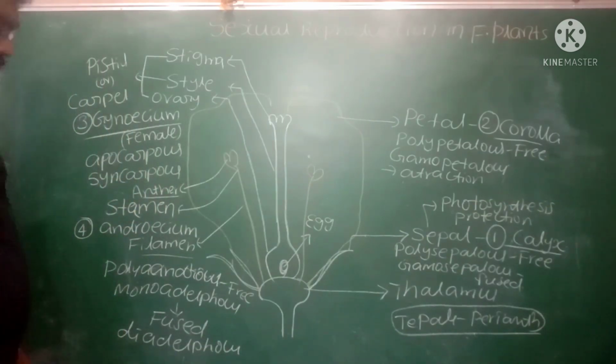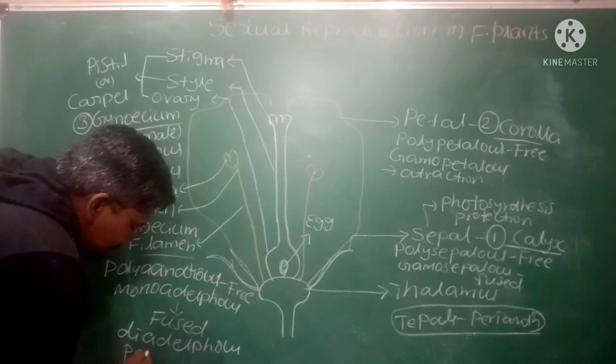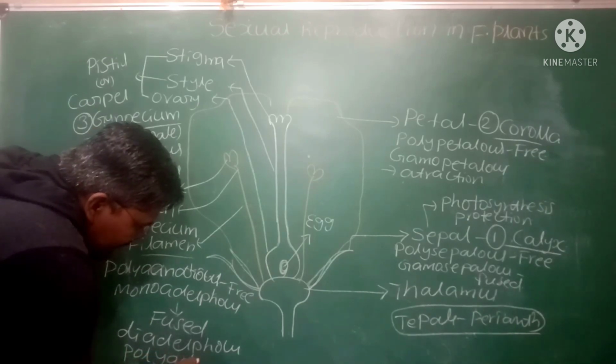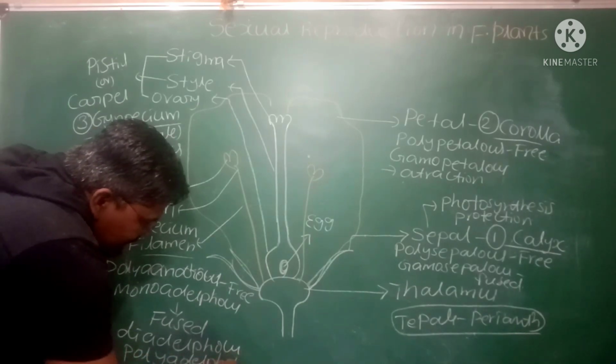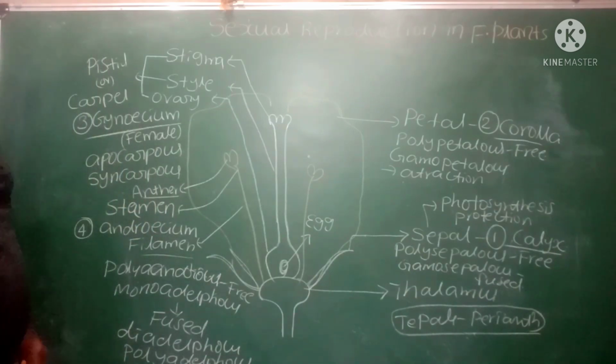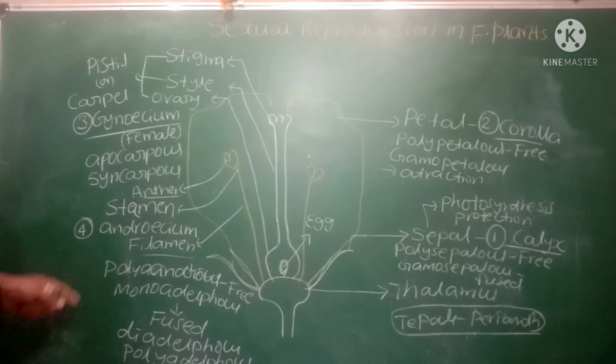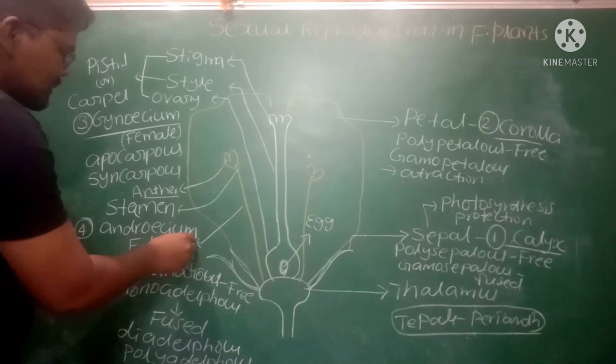Then another word is there, polyadelphous. Polyadelphous means stamens are fused together and form more than two bundles. That is about the fourth part of the flower, androecium.